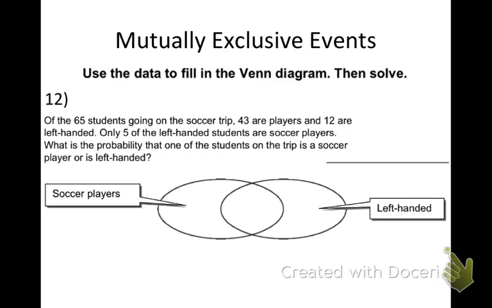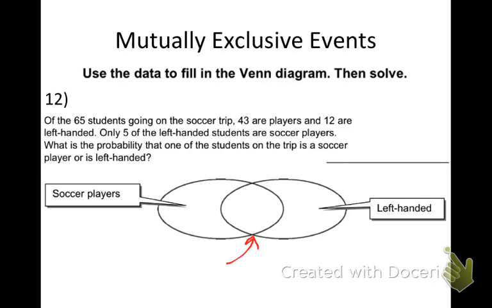But here's what it says. Of the 65 students going on the soccer trip, 43 are players and 12 are left-handed. Only 5 of the left-handed students are soccer players. What is the probability that one of the students on the trip is a soccer player or is left-handed? So it's the same thing as this mutually inclusive event. Now, the first thing we want to do is start with the middle bubble here.